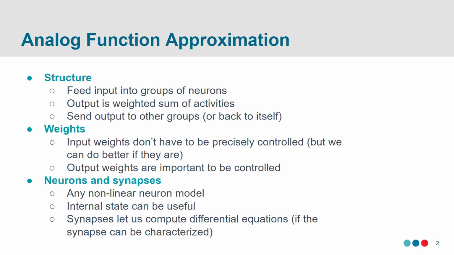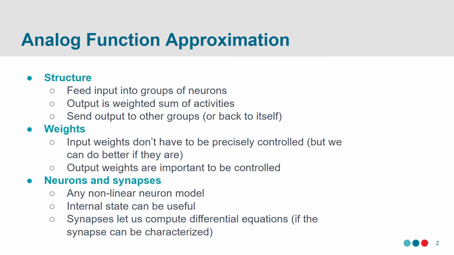That led us to this basic idea that we're going to have lots of different groups of neurons. We're going to be feeding input into these groups of neurons. The output from a group of neurons is the weighted sum of its activities. And we're going to be taking the output from a group of neurons and being able to send it to other groups of neurons or back to itself. Fine, that sounds like totally standard neural network type things.